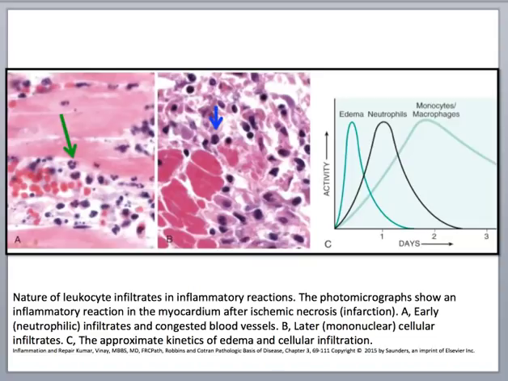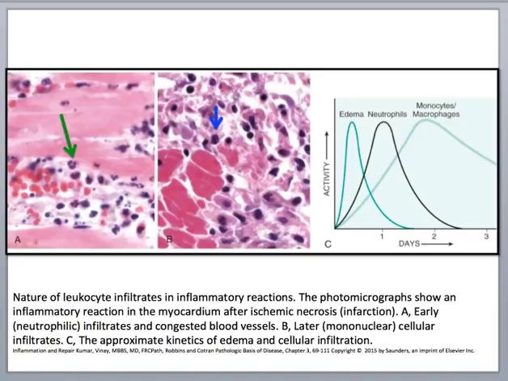Okay, this graphic illustrates the nature of the different leukocyte infiltrates in inflammatory reactions. The panel to the left shows myocardium after ischemic necrosis or infarction. Early in this process, the inflammatory infiltrate is dominated by neutrophils and congested blood vessels. The green arrow points at a neutrophil in the tissue. Later, mononuclear cellular infiltrates dominate the inflammatory reaction, and the blue arrow is pointing at a lymphocyte.